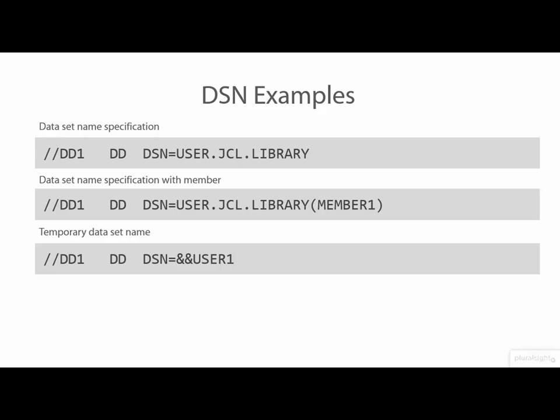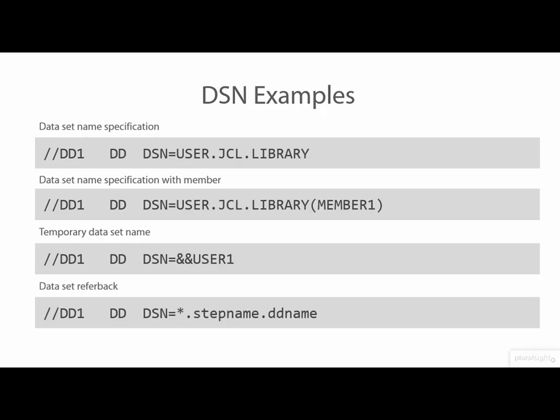However, within a job, you can have the references that refer back to previous invocations. And then, of course, you can see the example here of coding up a referback. The *.stepname.ddname indicates the previous step and the previous DD name that we are referencing to obtain our dataset name.